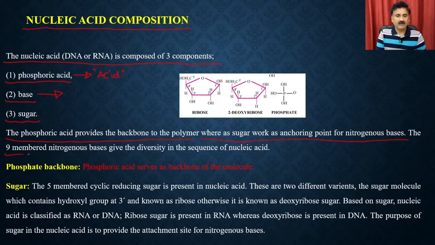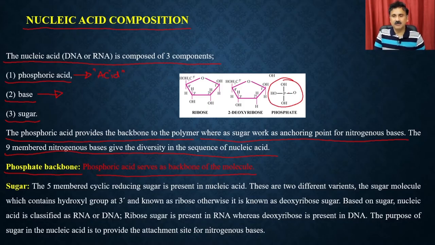The nitrogenous base gives the diversity into the sequence of the nucleic acids. So we have the phosphate backbone. Phosphoric acid serves as the backbone of the molecule. What you see here are the four points, and these points are actually linking with the sugar, and that's how the sugar works as an anchorage point for the nitrogenous bases. And then we have the sugar.